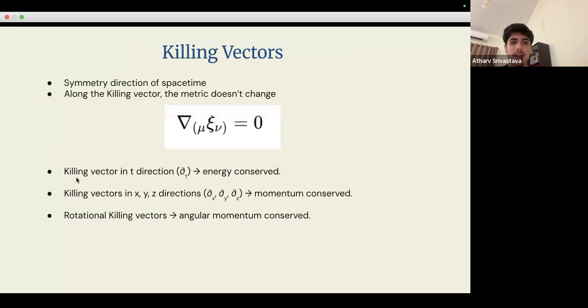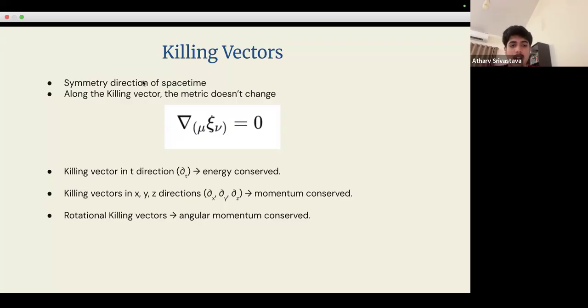it doesn't really make sense to Wick rotate if any of these conditions occur. So killing vectors basically show the symmetry direction of space-time, and along that, the metric does not change. By Noether's theorem, for each symmetry in the universe, there must be some quantity conserved. So for the killing vector in the time direction, energy is conserved, and for the spatial directions, momentum is conserved.